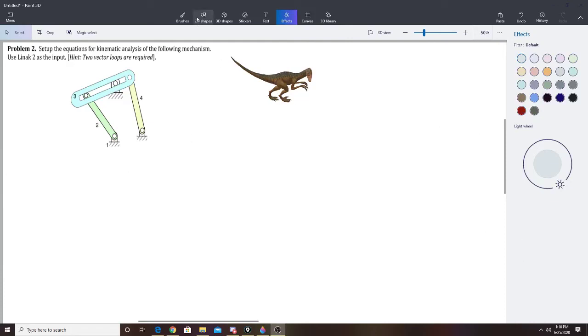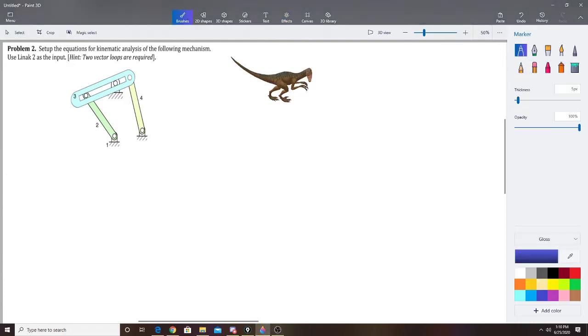Alright, so what we're doing, as I was saying, is just doing this problem right here. We're going to set up the loops for kinematic analysis. And this right here is supposed to say link, typo. So anyway, essentially what we're going to do for this one is the same thing we have been doing, which is creating the vector loops, right? And once we create the vector loops, we're going to get the vector equations and the scalar equations, and then any additional equations we need to solve the question, right?